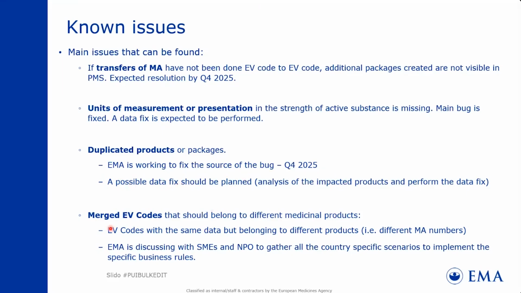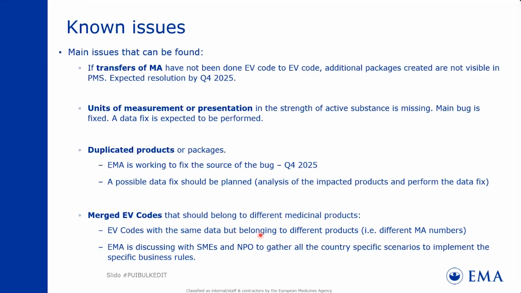And then we also have merged EV codes that should belong to different medicinal products. And here we have different cases. So there are some EV codes with the same data in all the grouping fields, so the same name, same active substance, same strength, same country, etc. But they actually belong to different products. They are what we call real duplicates. And sometimes it's because one is a DCP and the other one is a national procedure.